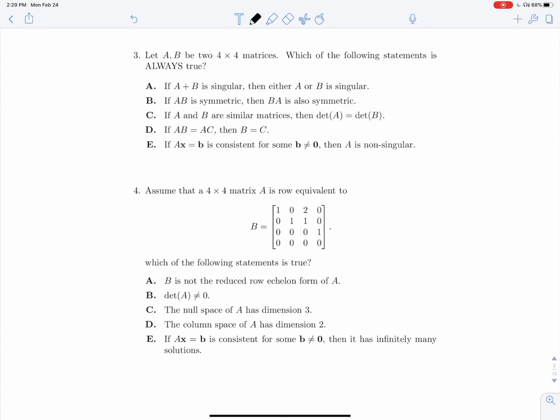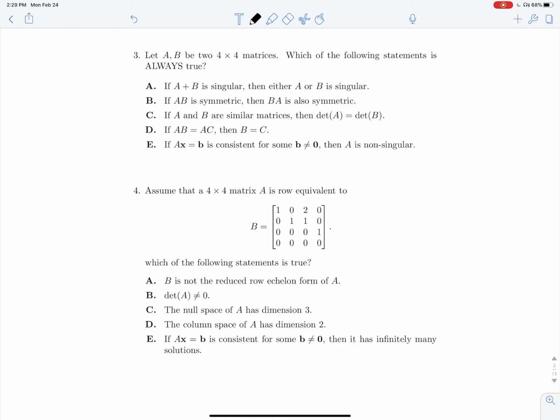Question 3. Let A and B be two 4x4 matrices. Which of the following statements is always true? Okay, option A, if A plus B is singular, then either A or B is singular. So a lot of these statements that they'll make, they sound like they very well could be true. And it's kind of difficult to test them, especially with 4x4 matrices. But it's pretty fair to say that if you can't think of some basic fact that we've learned in class, it's likely not true. So both A and B fall under this category.